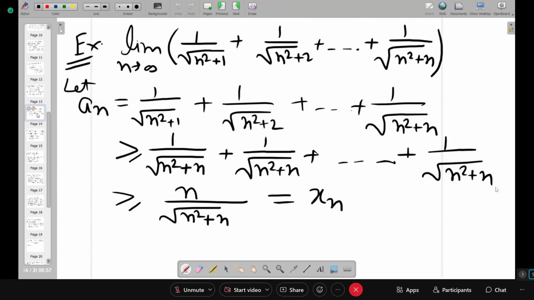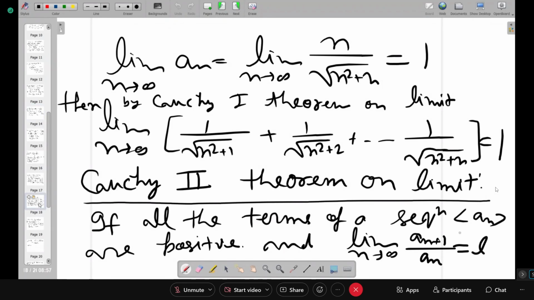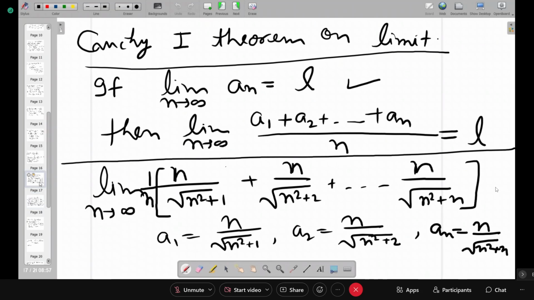Sir, here, when we were evaluating, we multiplied the numerator and denominator by n, right? Yeah, here we are multiplying the denominator and numerator by n. So, according to the definition, it should be limit n tends to infinity, sum of all divided by n, sir.